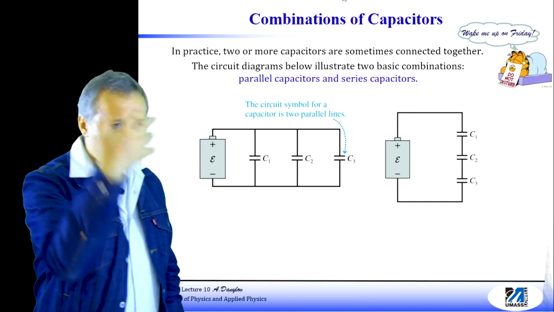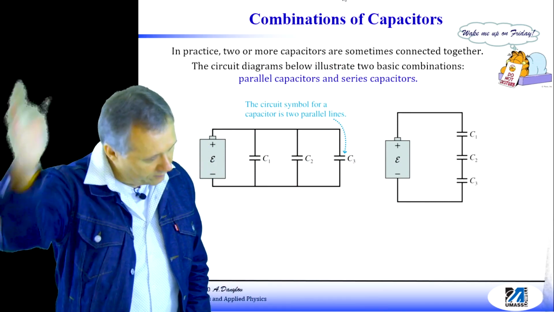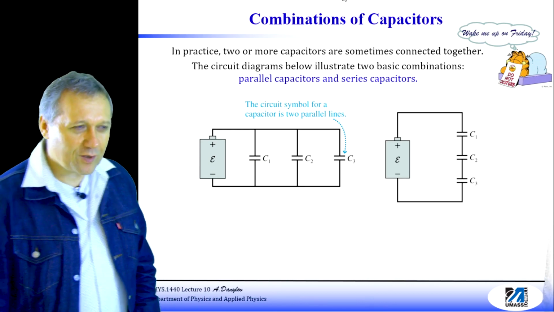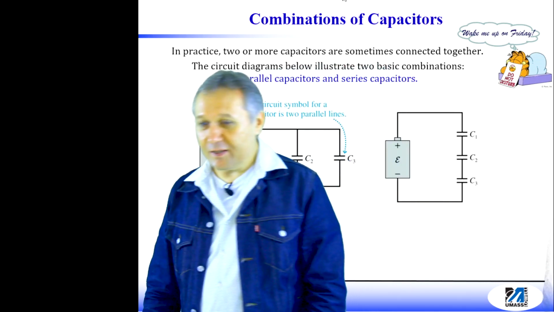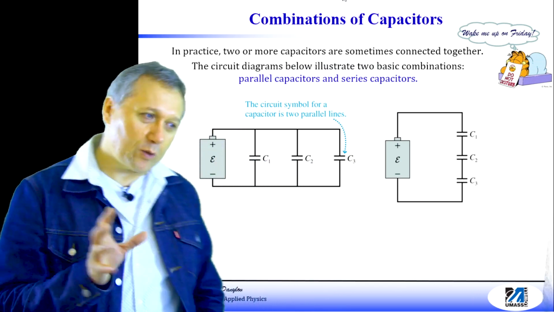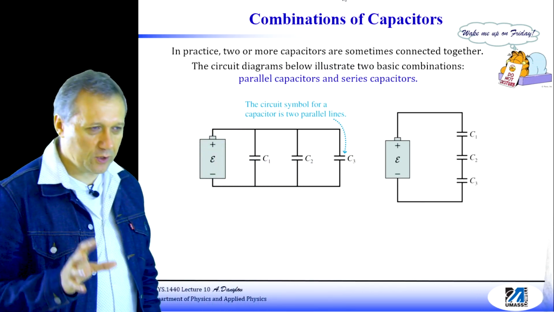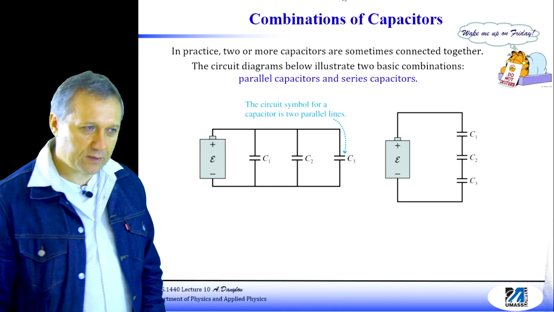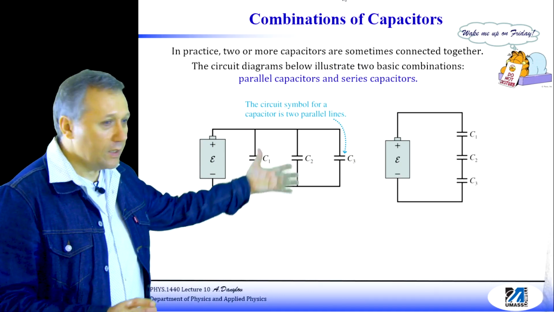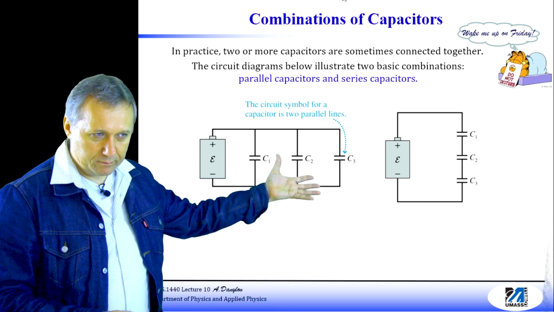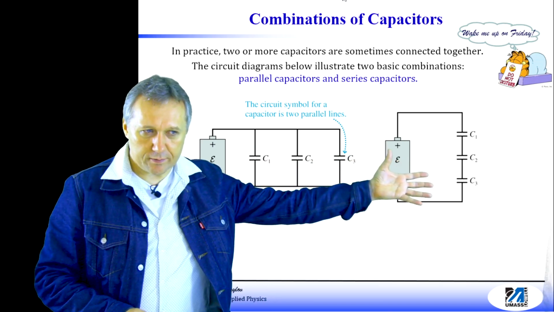If you have three, of course, you need to know nine parameters. You pretty much got the idea. And here, we're going to restrict ourselves to special situations, when you have several capacitors, and they're all connected either in parallel or in series.